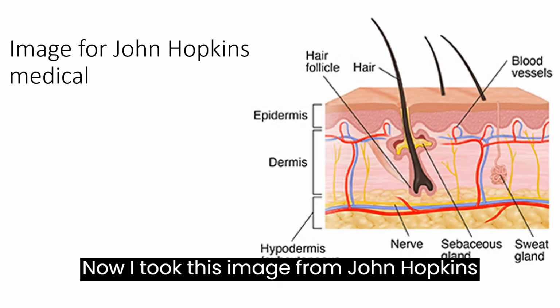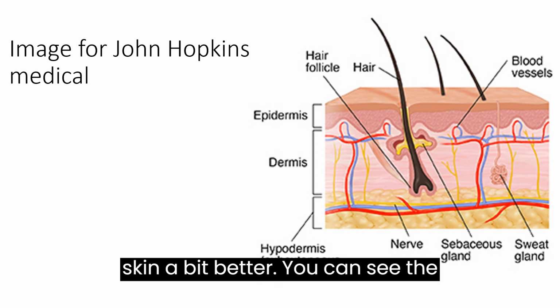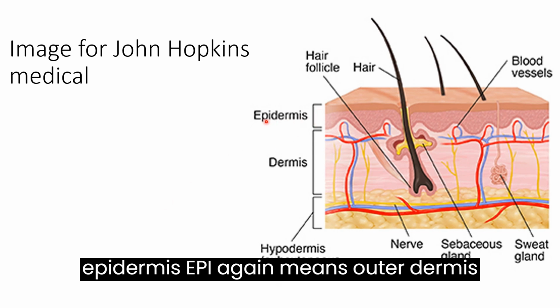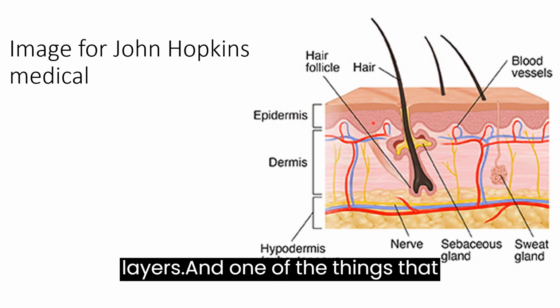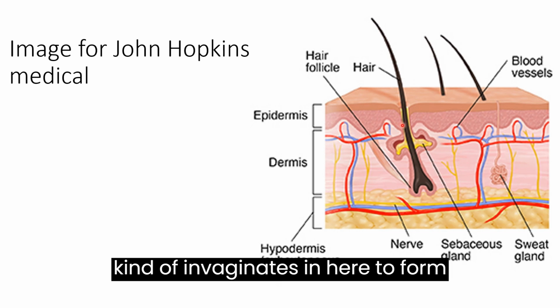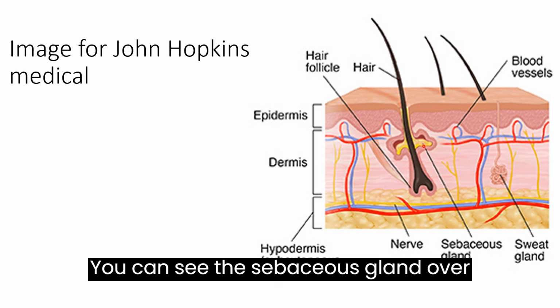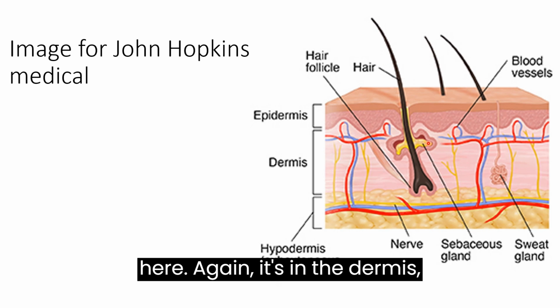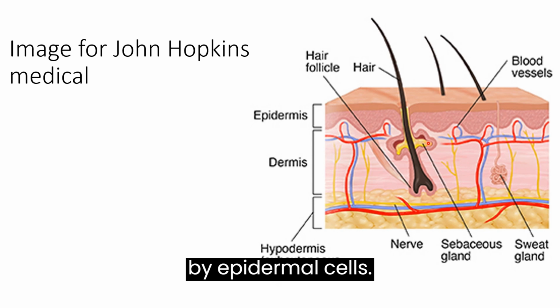Now, I took this image from Johns Hopkins, and it just shows you the two layers of skin a bit better. You can see the epidermis. Epi again means outer, dermis skin. You can kind of see the layers. And one of the things that is important is the epidermis invaginates in here to form the matrix, which is going to form the hair follicle, which comes out. You can see the sebaceous gland over here. Again, it's in the dermis technically, even though it is covered by epidermal cells.